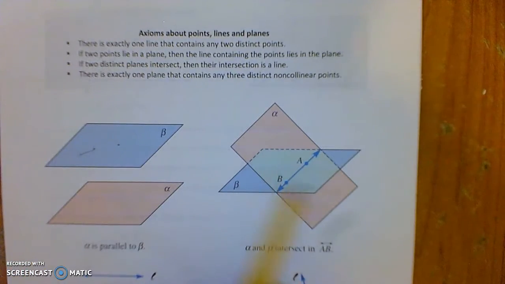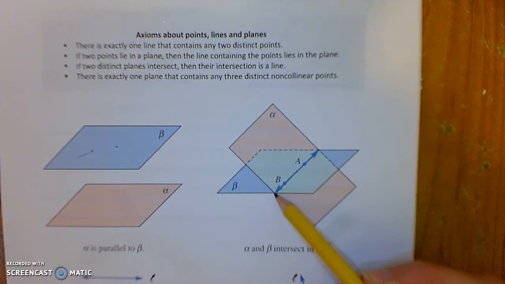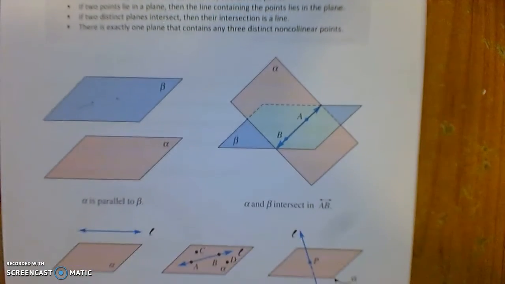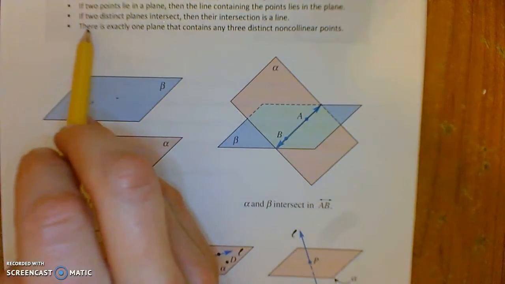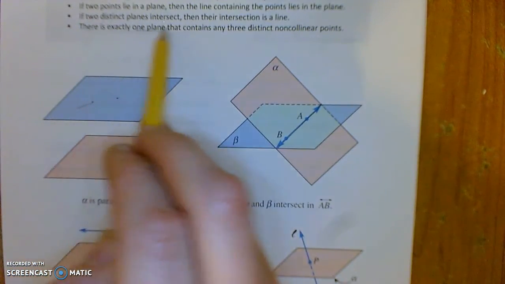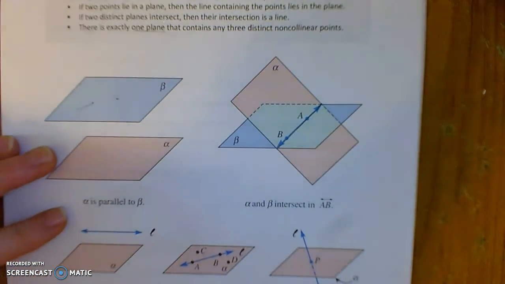And if 2 distinct planes intersect, their intersection is a line. And lastly, 3 points determine a plane. So that means that there's exactly 1 plane that contains any 3 distinct non-collinear points.